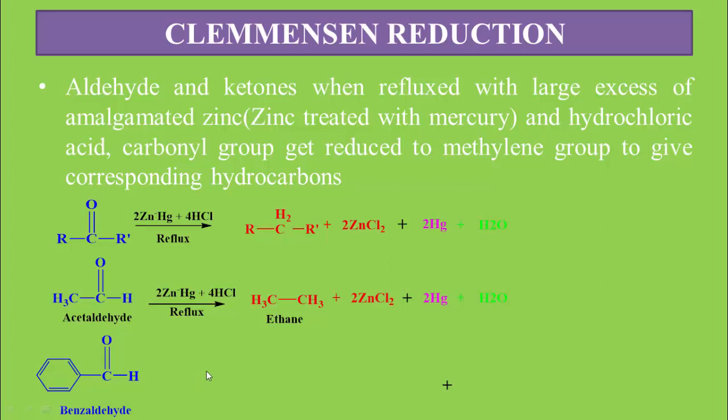This is benzaldehyde. Benzaldehyde, when reduced in the presence of amalgamated zinc and hydrochloric acid under reflux, gets converted into toluene. That is, benzaldehyde is converted into toluene along with the elimination of zinc chloride, water and mercury. So this is all about the Clemmensen reduction reaction.